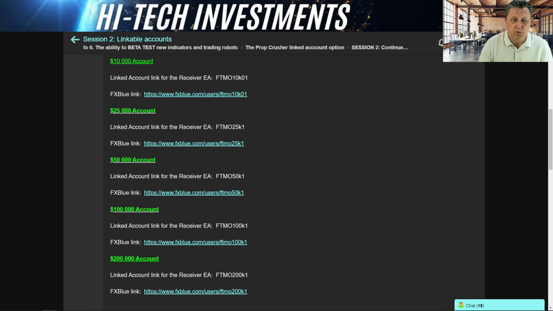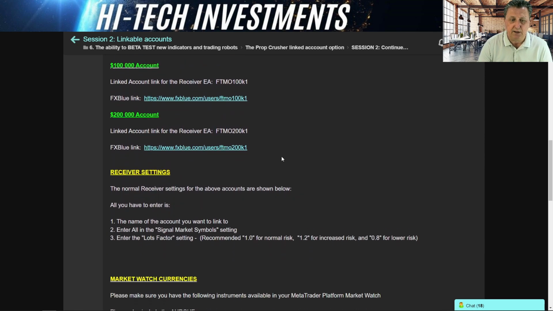You have a similar one here also for the $25,000. So again, it's a different one. This one here, FTMO 25K1. And also a different link, so you can actually monitor every single trade. Same thing goes for the 50, the 100 and the 200,000 account.